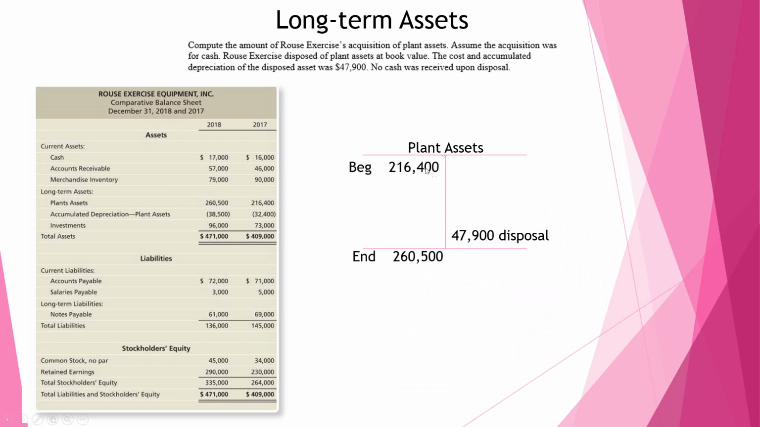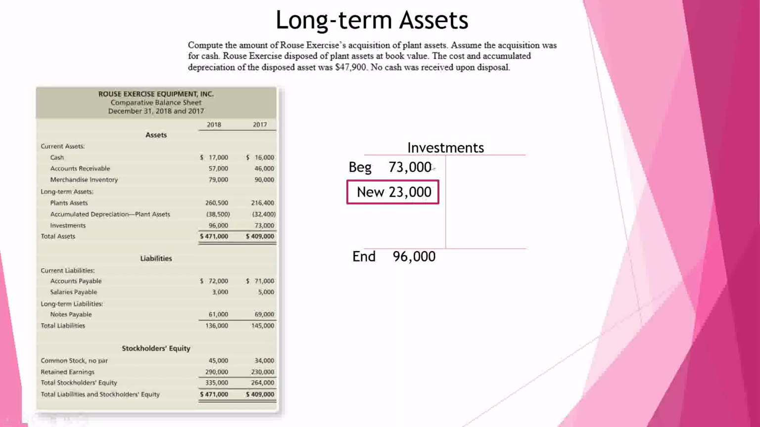So $216,400 minus $47,900 does not equal $260,500, so that means something else must have happened over here, and that was an acquisition. So when we solve for the unknown there, we get $92,000. So that means we acquired $92,000 worth of plant assets that year. Okay, now we keep going further down and we see investments. They started at $73,000 and they ended at $96,000, and we didn't have any other information for these investments, so that means we had a new investment for the year for $23,000. This would be a cash outflow because we purchased, so would the acquisition of the plant asset. Both of those are outflows of cash because they were new things that we purchased.